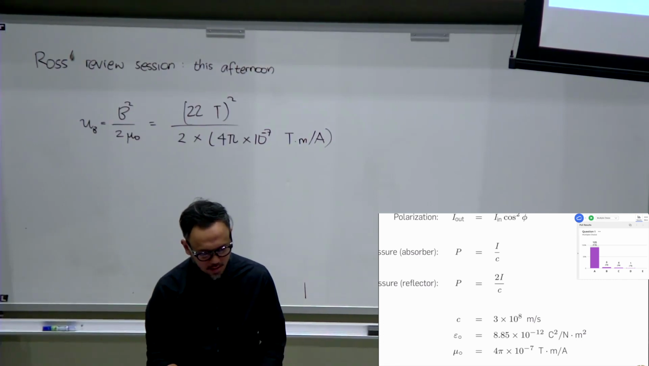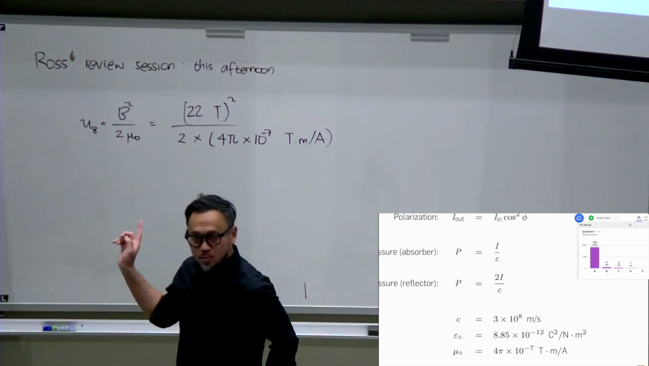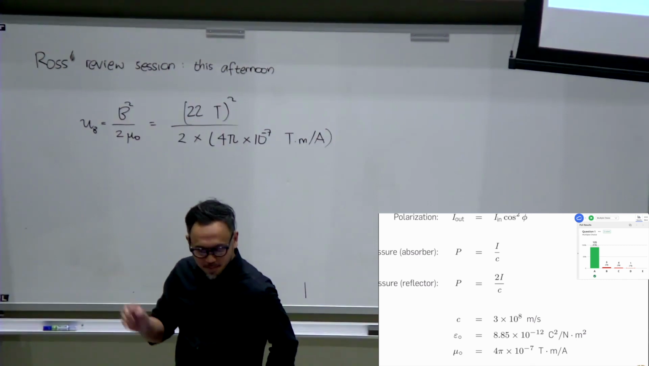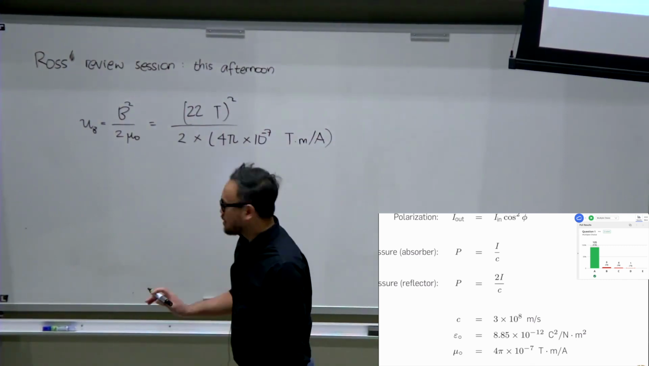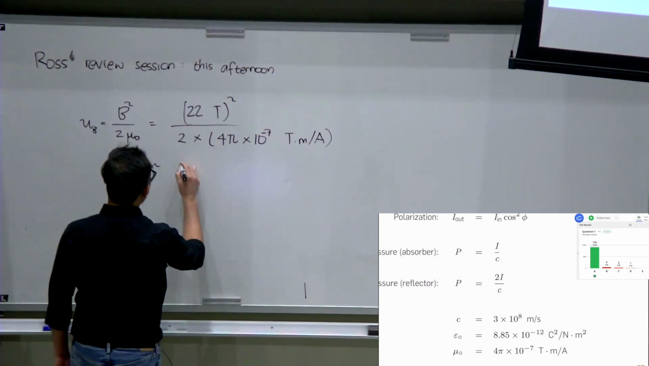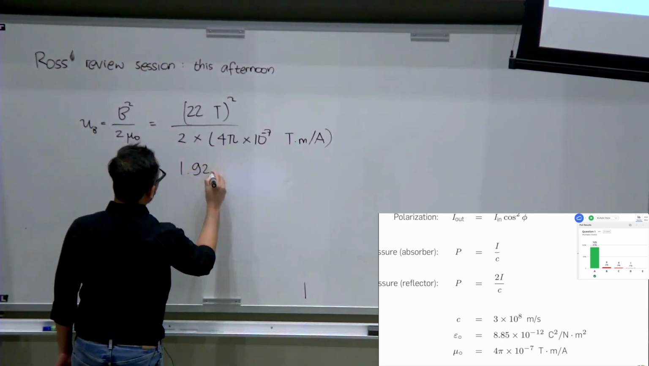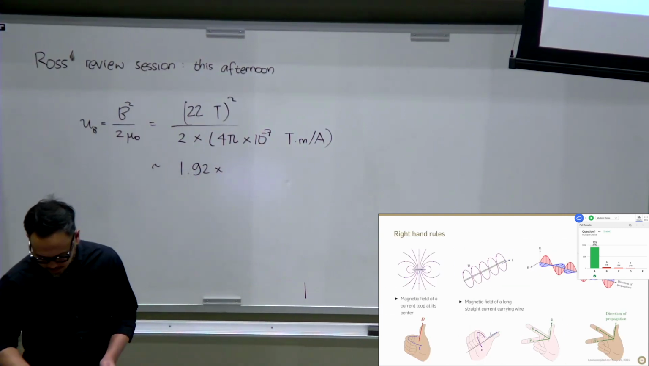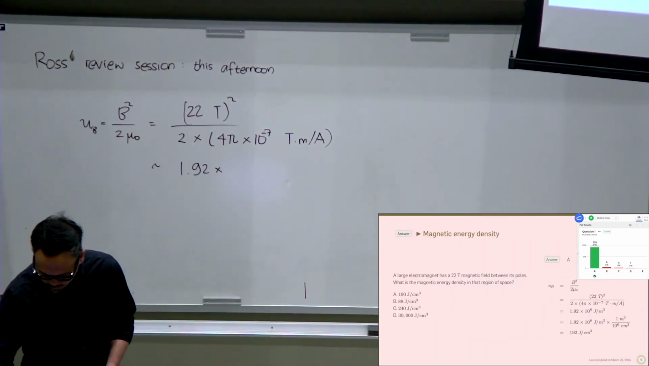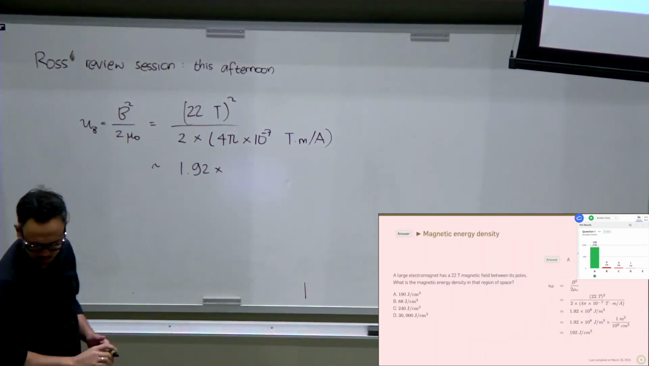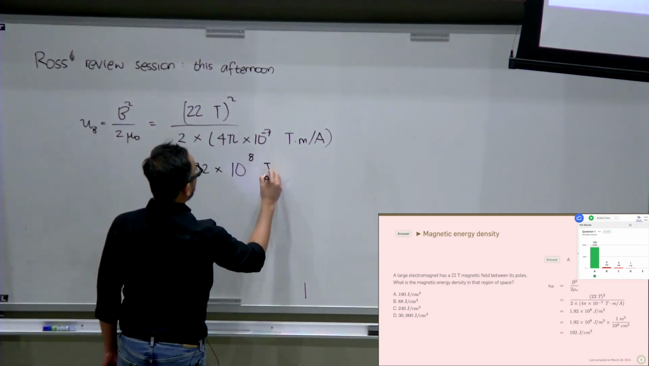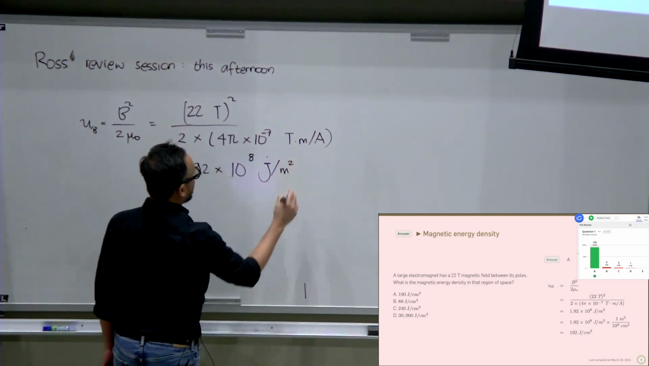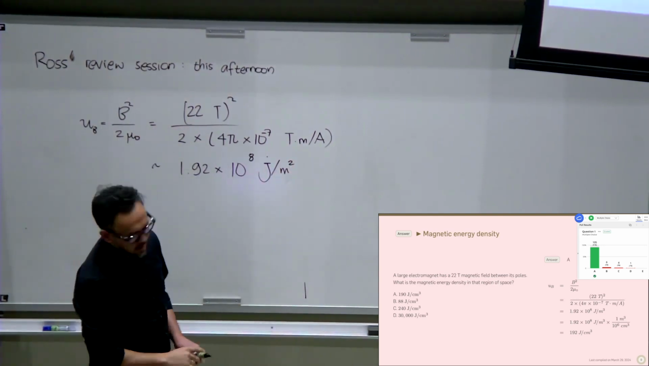So what is the answer? I think I shouldn't. Do you want me to continue or no? No. Okay. So I'm not gonna. Basically, this one is roughly 1.92 times 10 to the 8th joule per meter cubed.